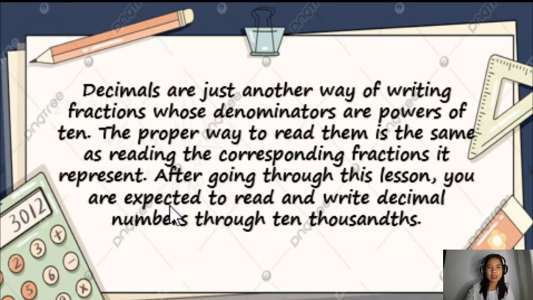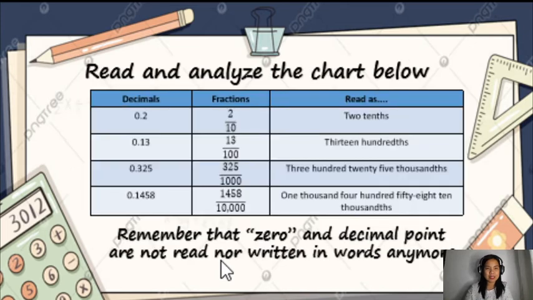Decimals are just another way of writing fractions whose denominators are powers of 10. The proper way to read them is the same as reading the corresponding fractions they represent. After going through this lesson, you are expected to read and write decimal numbers through 10,000ths. So let us read and analyze the chart.